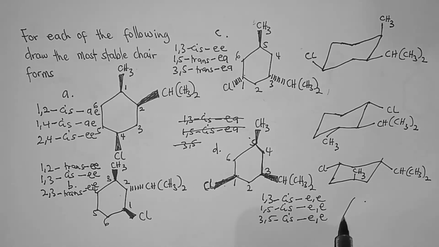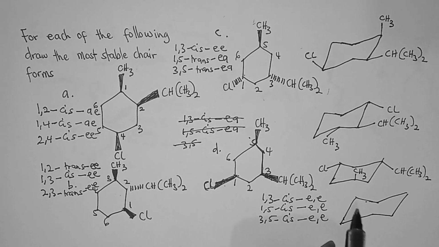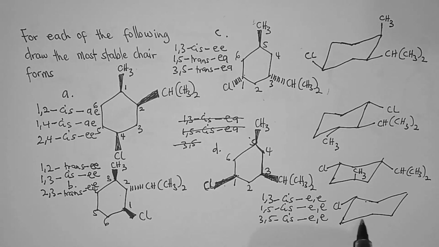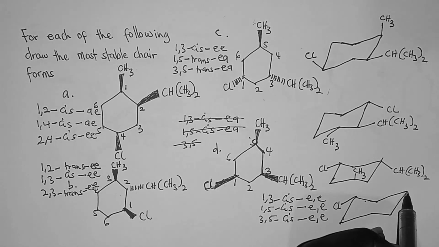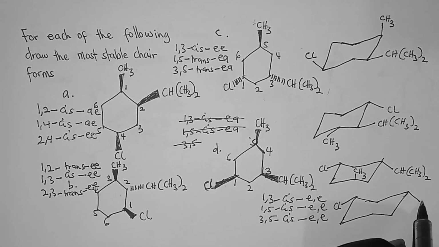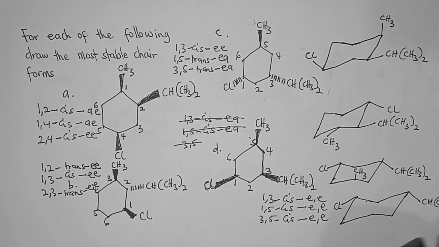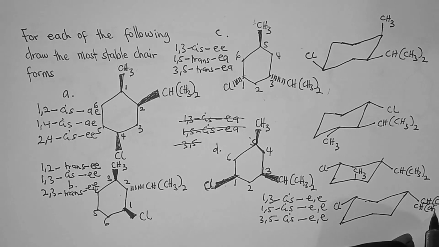So let's draw it here. So I'm starting from here as carbon number 1. The chlorine must be in an equatorial position. And then on carbon number 3, the isopropyl group must also be in an equatorial position. CH3, CH3, 2. So let me bring it down here. It is CH3, 2.